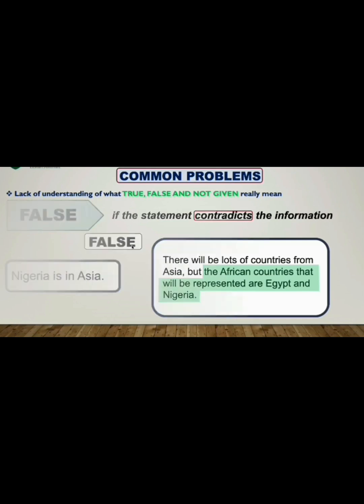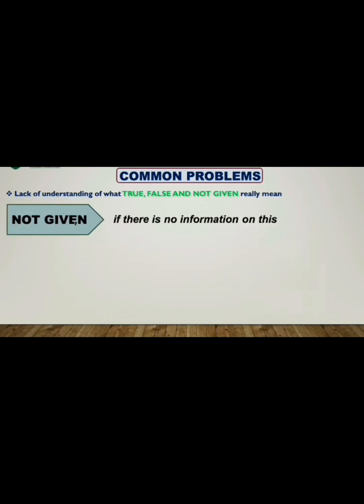Now let's take a look at the not given option and see what it really means. So you're told to pick not given if there is no information on this. And the problem of this question type is this statement here saying there is no information on this.